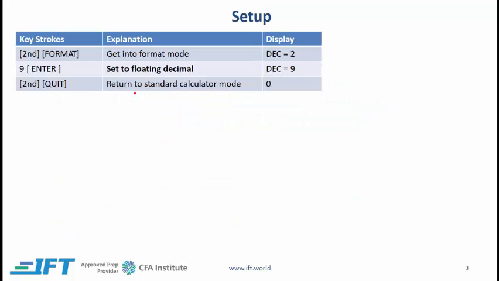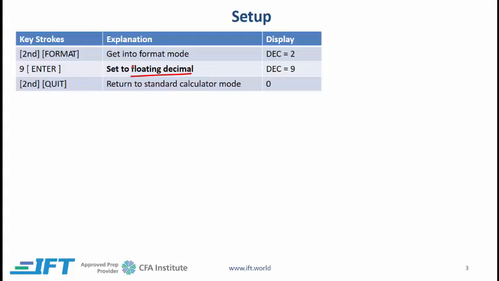So let's start with the setup. The first thing that you should do is set the decimal places to floating decimal. The benefit of doing this is that the screen becomes less cluttered and you are only shown what you need to see. As an example, if we do 3 divided by 5, then with floating decimal you will just see 1.5. If you set decimal to, let's say, 5 places, then you will see 1.5 and then 4 zeros.